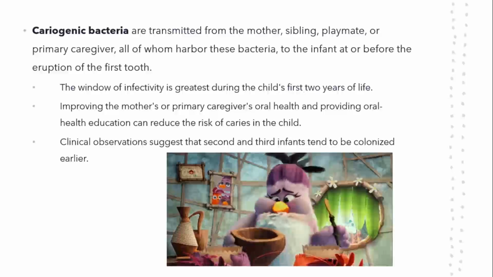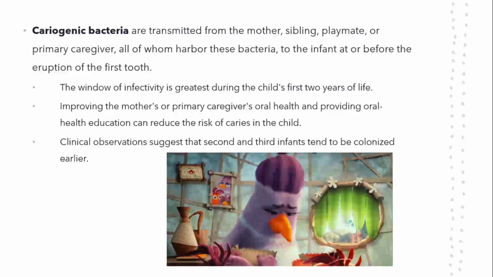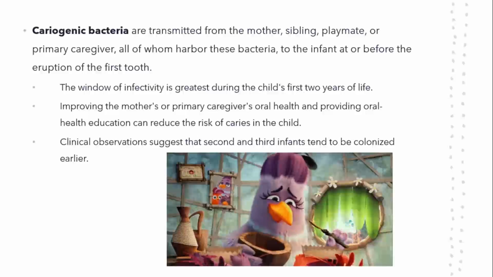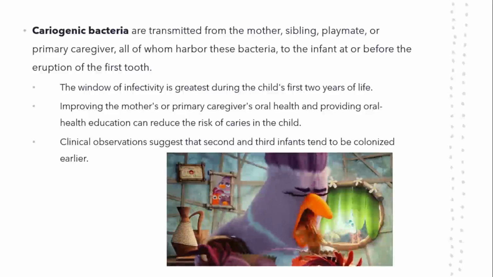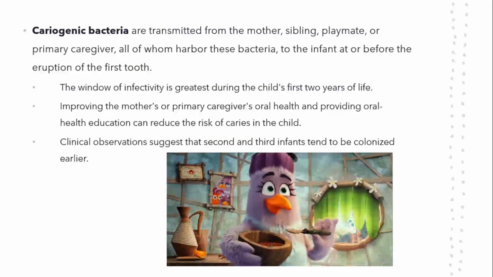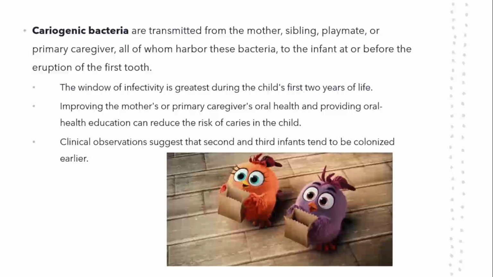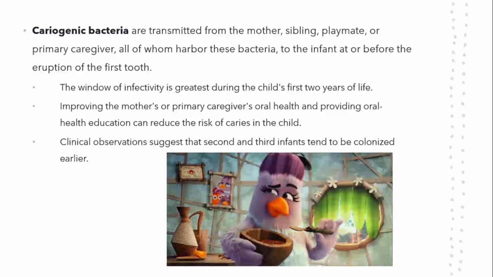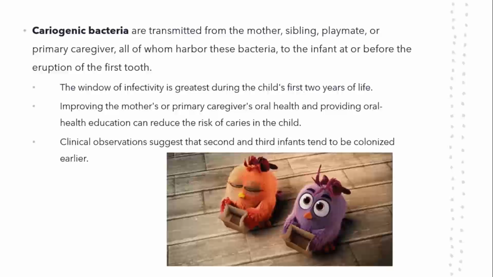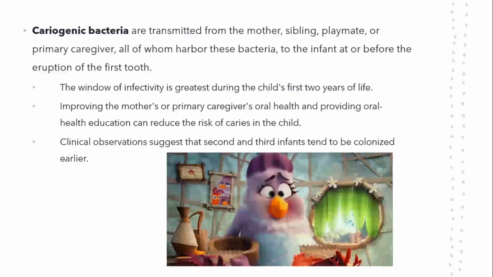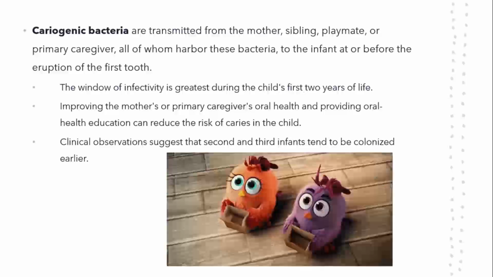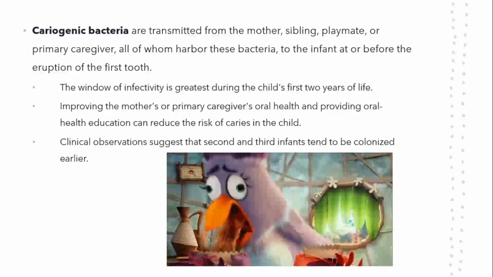If colonization is delayed, the risk of caries decreases. Therefore, improving the mother's or the primary caregiver's oral health and providing oral health education can reduce the risk of caries in the child. Children whose siblings have caries are also at high risk for caries development. Clinical observations suggest that second and third infants tend to be colonized earlier.